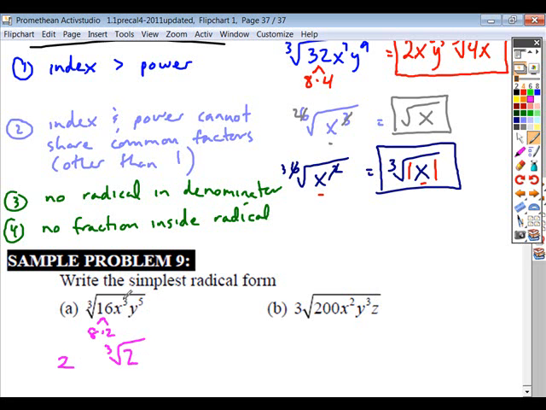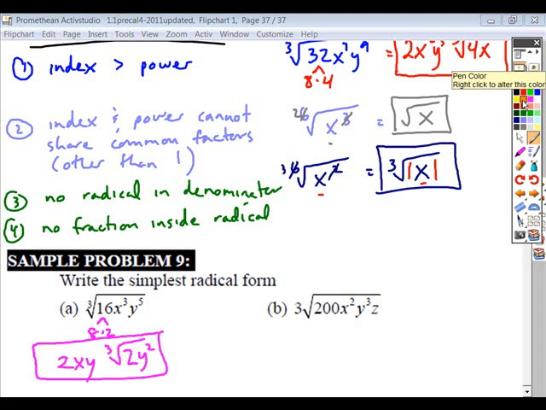How many groups of 3 can you remove from the x's? Just 1. And when you remove one group of 3 from 3, how many x's remain inside the radical? 0. Look at the y's. How many groups of 3 can you remove from the y's? One group of 3 can be removed from 5. When you remove one group of 3, how many y's will be left? 2. Do we need to consider absolute values in this? The index is an odd number, so don't even worry about it. This is the simplified form.